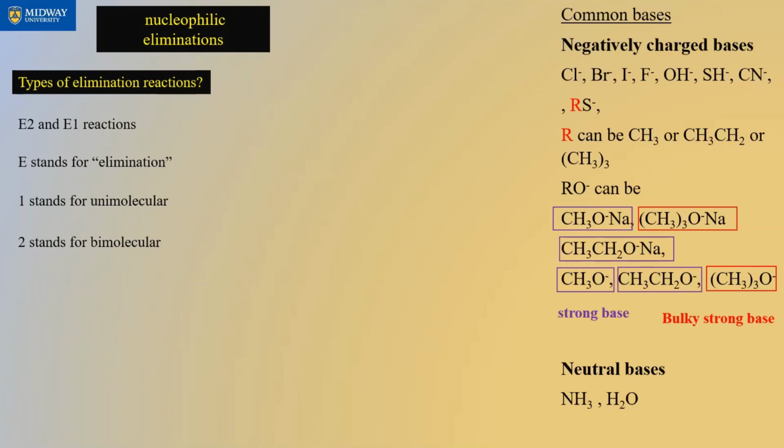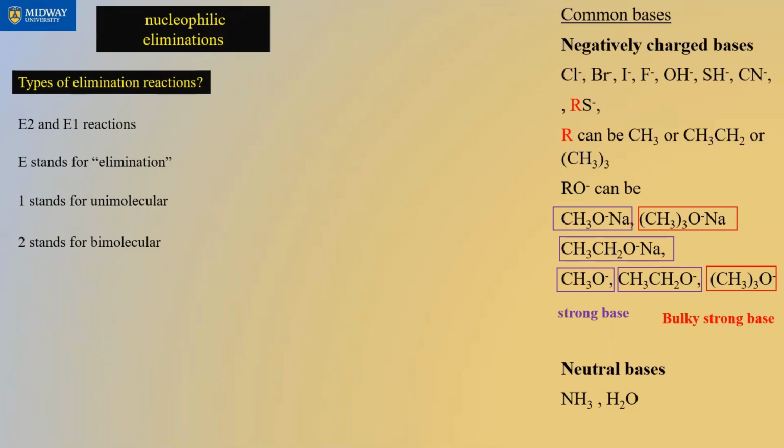And as I've said before, CH3O minus Na plus or CH3O minus are essentially the same thing, but from a test perspective, some people include the sodium, some people don't. But you do need to know that there's a strong base, and then there's a bulky strong base, and the neutral bases, which are usually very weak.